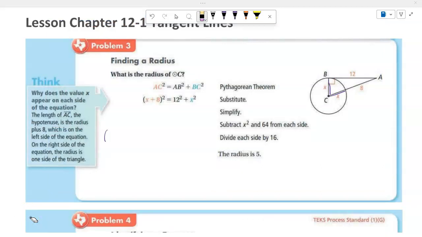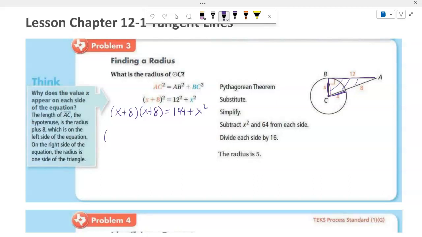What is the radius of circle C? We know that the radius is x. We know that BA is tangent at B, and that this triangle is a right triangle. So we can use the Pythagorean theorem. AC squared is equal to AB squared plus BC squared. So you have x plus 8 times x plus 8 equals 12 squared, which is 144, plus x squared.